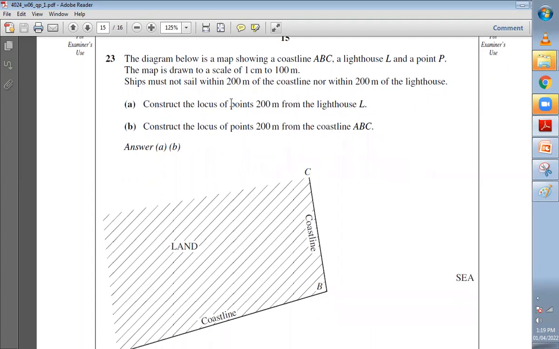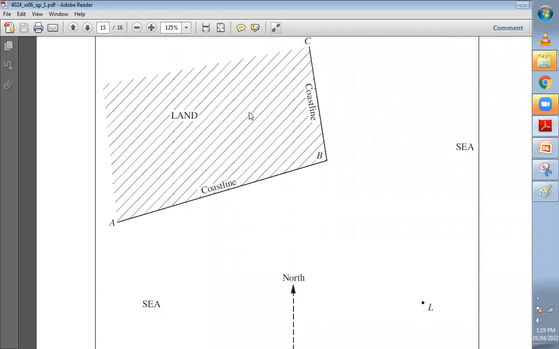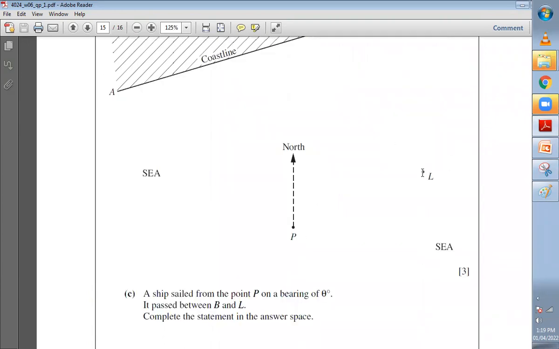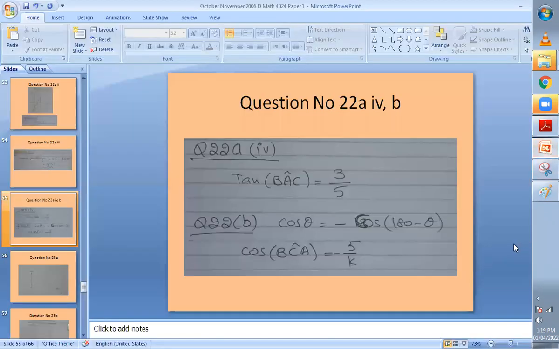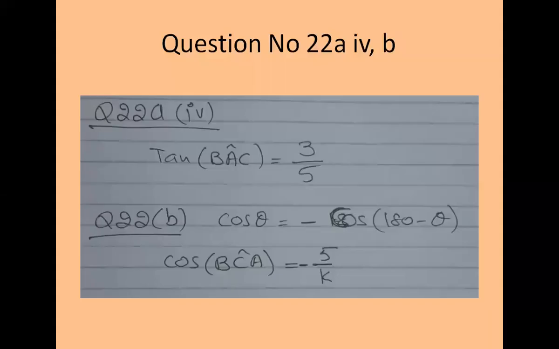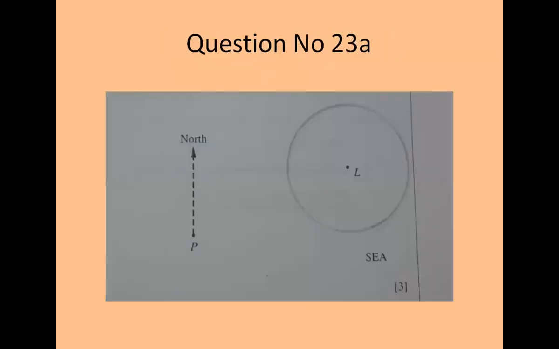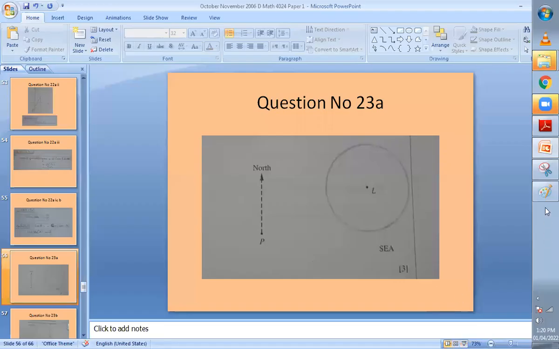The first thing is to construct the locus of points 200 meters from the lighthouse L. The lighthouse is a point and you want to draw a circle around it of 200 meters, which means 2 centimeters according to the scale. So I will draw a circle around L of 200 meters, which means 2 centimeters. You can see here we have drawn a circle around L of 2 centimeters. So that is the first part.